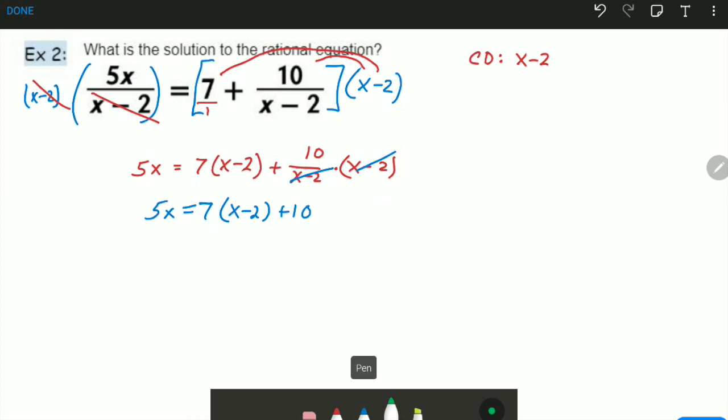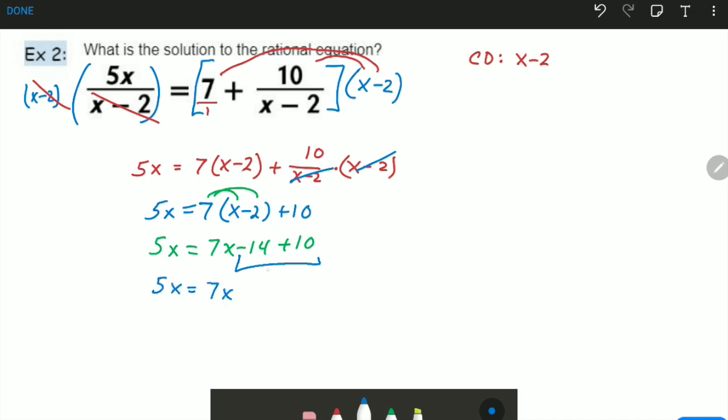Now, from the looks of it here, I think it's probably a linear equation, which it is. So we'll distribute the 7, and then we'll solve it like a linear equation. 7x minus 14 plus 10. Going to go ahead and combine like terms. 5x equals 7x minus 4.